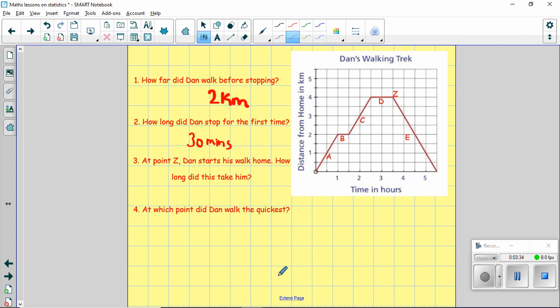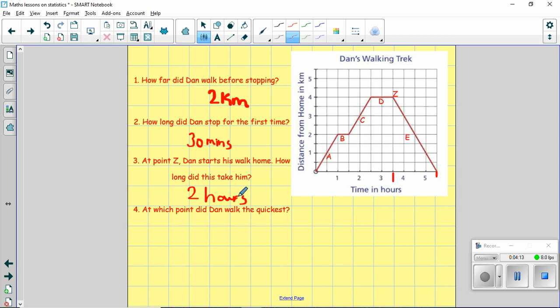Number 3, at point Z, so point Z up here, Dan starts his walk home. How long did this take him? Right, so he started his walk home here. So to find this point, Z, I would go down to my x-axis, and that's on 3.5 hours. He got home and he stopped there, which is on 5.5 hours. So from 3.5 hours to 5.5 hours is 2 hours. So it took him 2 hours to walk home.